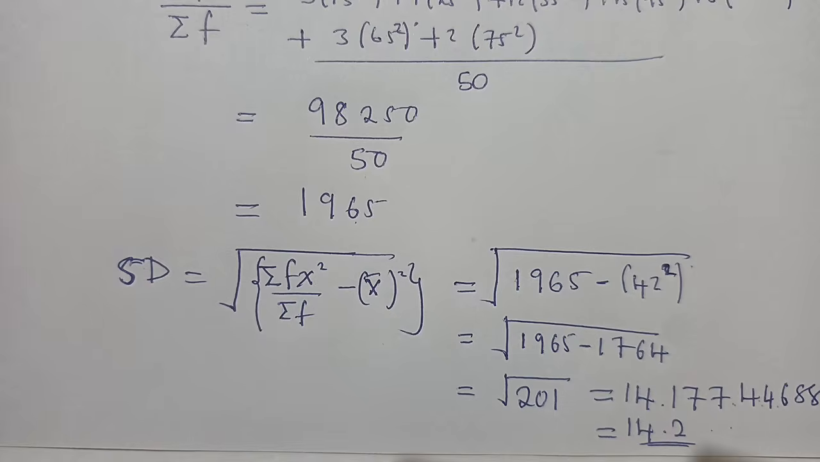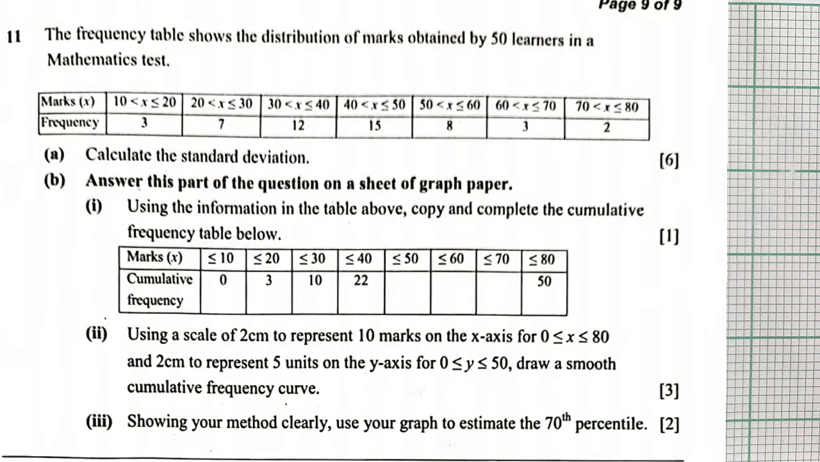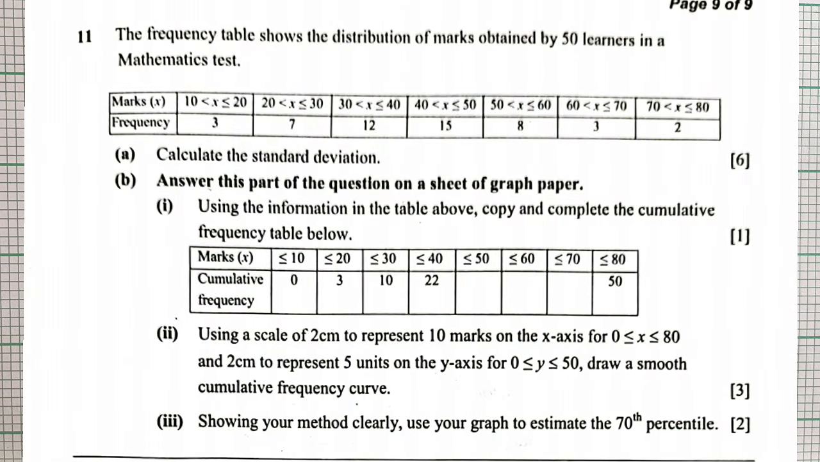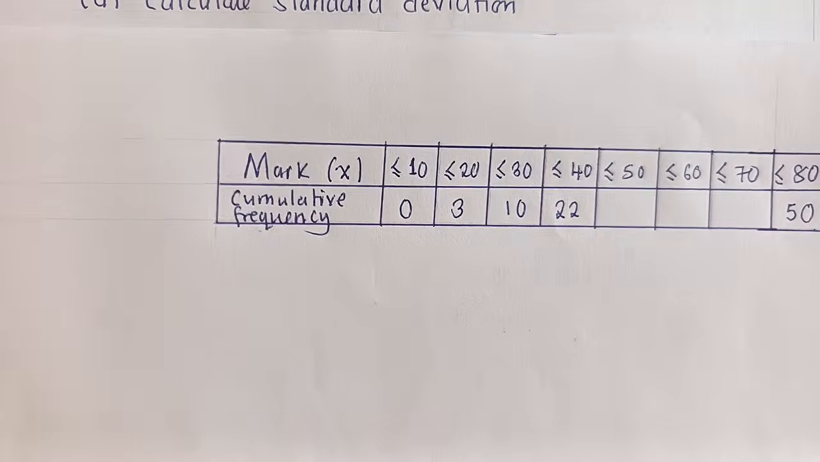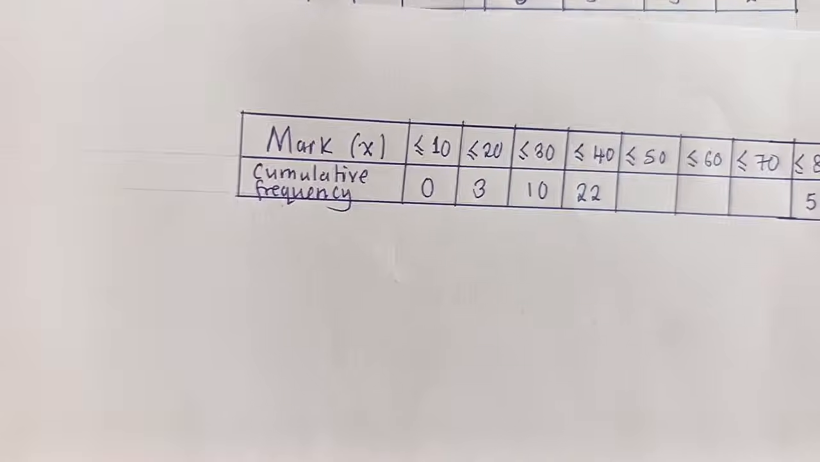Let's go now to the next question, which is question B. All right, so we now go to question 11B. For question B, the question reads, answer this part of the question on a sheet of graph paper. B1, using the information in the table above, copy and complete the cumulative frequency table below. So the table looks like this. We can have a look at the table. This is how the table looks.